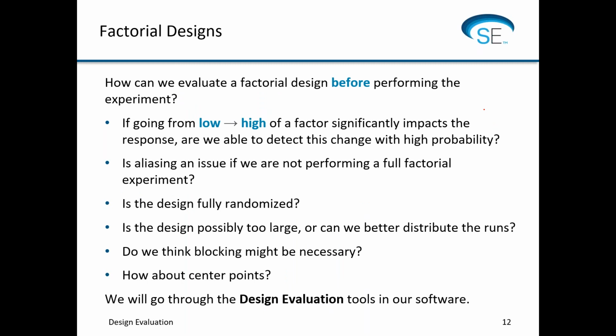Here's kind of a checklist that I like to give. How can we evaluate a factorial design before performing the experiment? Unfortunately, with only 30 minutes or so remaining, we can't go through every single one of these, but this is something for you to think about. I already talked about the first one. If going from low to high of a factor significantly impacts the response, meaning there's an actual effect in your process, is the experiment able to detect this with a high probability?